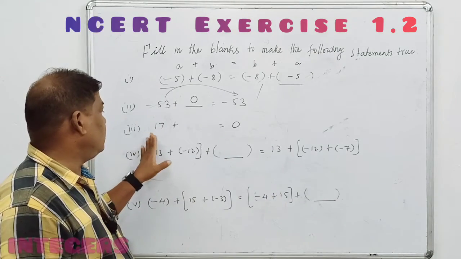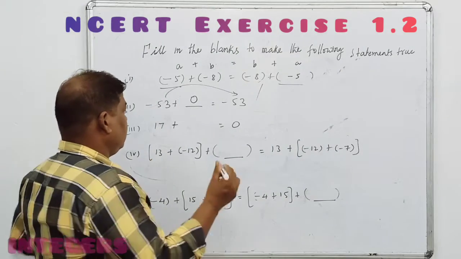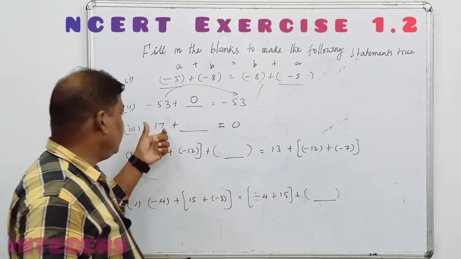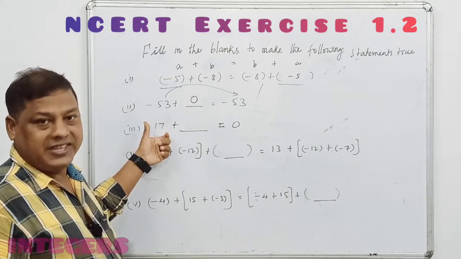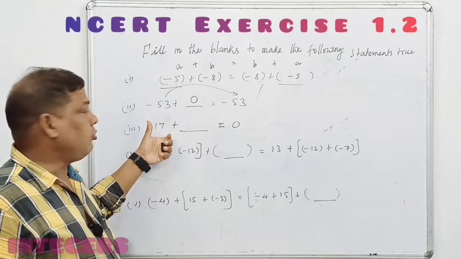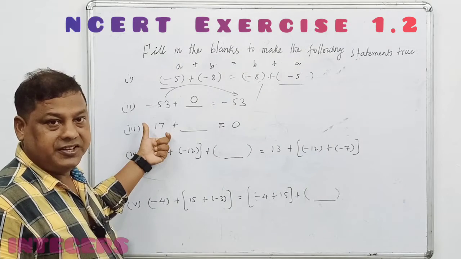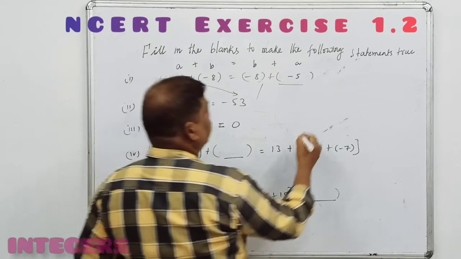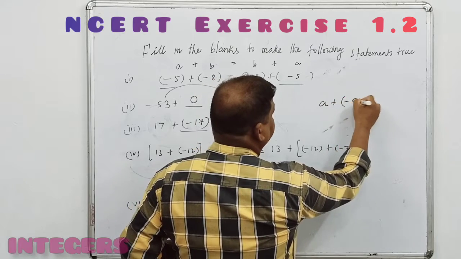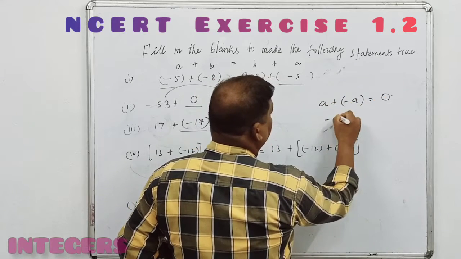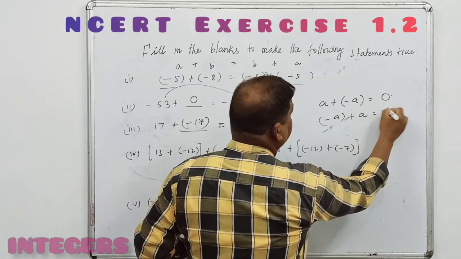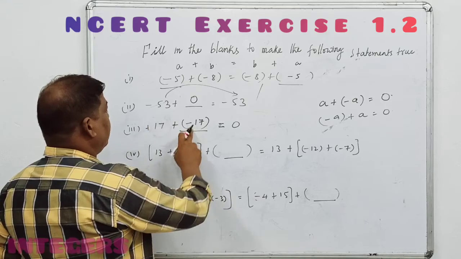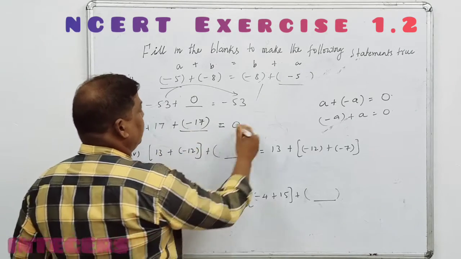This is the next, third part: 17 plus a blank, and the result will be 0. We know that the additive inverse of A is minus A. So the additive inverse of 17 is minus 17. So here is minus 17. That means A plus minus A will be 0, or minus A plus A will be 0. So 17 plus minus 17 will be 0.